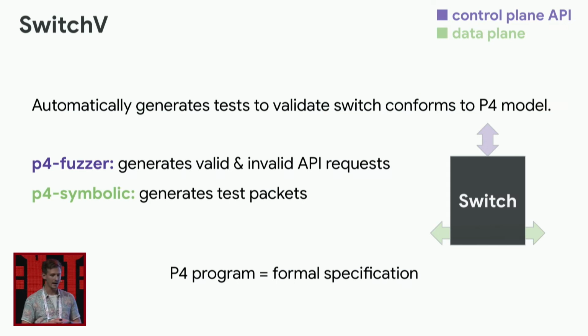All right, so in summary, SwitchV is a framework for automatically generating tests to validate that a switch conforms to a given P4 model. And there's 2 parts of it. P4 Fuzzer is a fuzzing tool, and it's focused on testing the control plane API. And so it does that by generating valid and invalid API requests and then checking that the switch handles them in a manner that is P4 runtime standard compliant. And then on the data plane side, we have P4 symbolic. It uses symbolic execution to generate test packets automatically, and then verifies that the switch forwards them as the P4 model would predict.